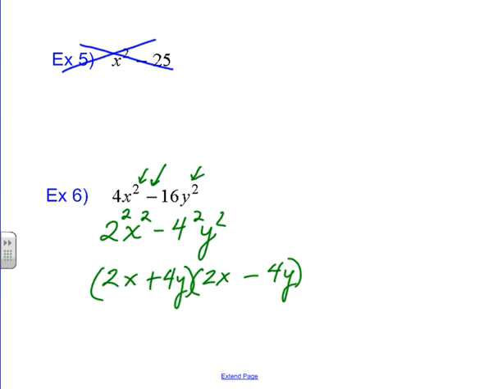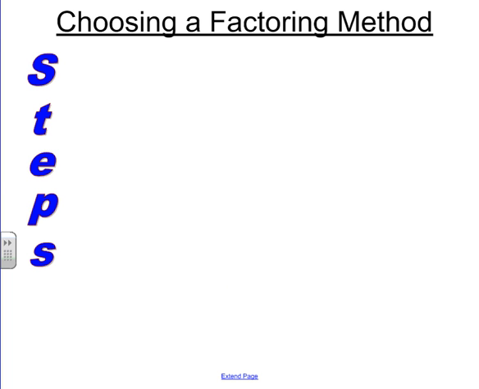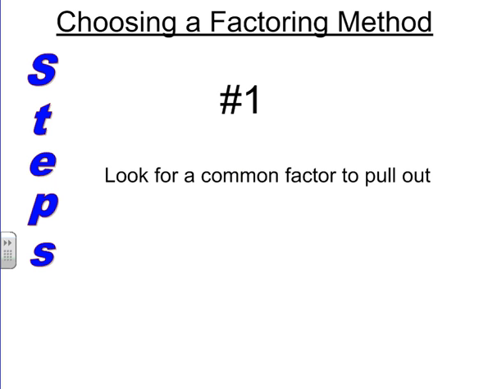Okay, so now that we looked at difference of squares, the other part of our topic is choosing a factoring method. So let's take a look at that. I'm going to give you some steps, the best way to choose a factoring method. Step number 1 says we're going to look for a common factor to pull out. We're going to look for that common factor because that's going to help us make a quick and also an easier factoring if we always look for that common factor first, because sometimes that could be hiding.